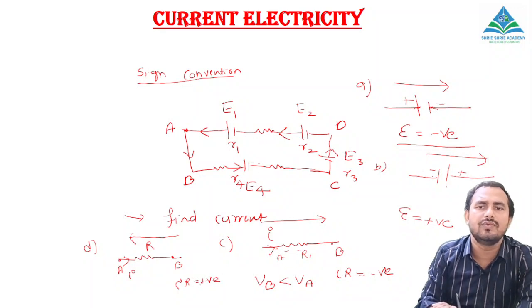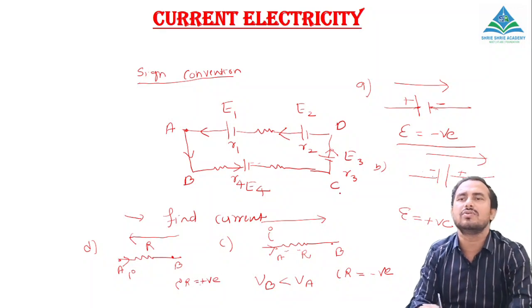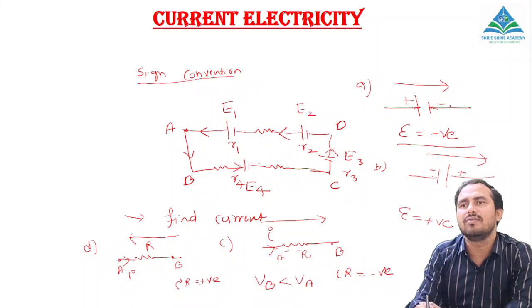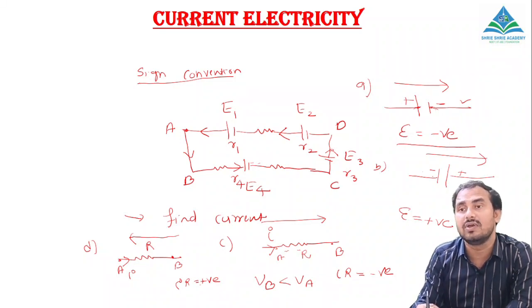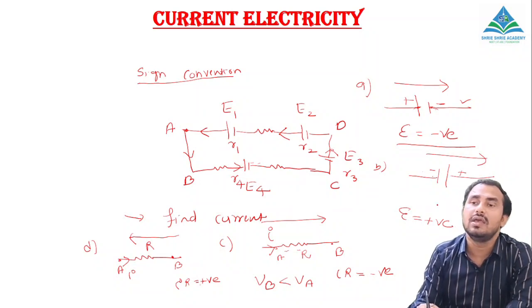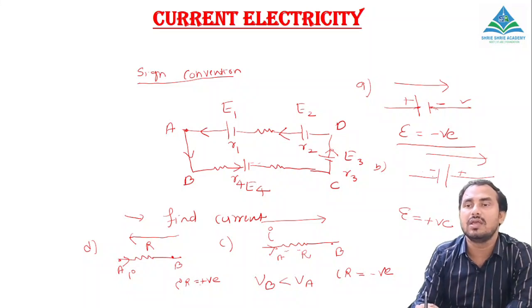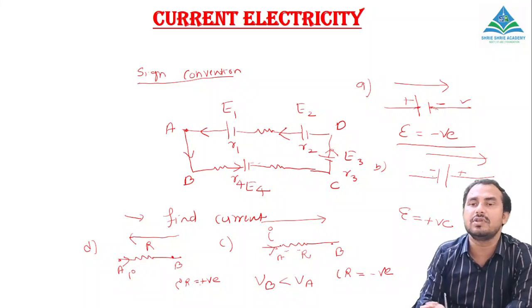So these are the four important sign conventions of Kirchhoff's law. First one I have given you: when you are going across the battery from the positive to the negative terminal, you are losing EMF, so the EMF of the battery is negative. Second one, when you are going from the negative to the positive terminal, you are gaining voltage, so the EMF of the battery is taken as positive.